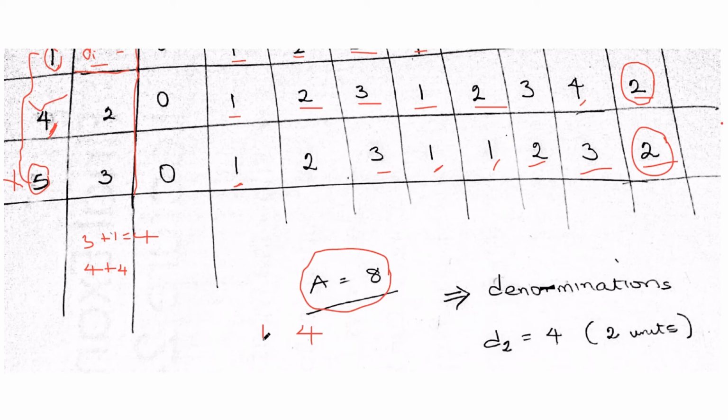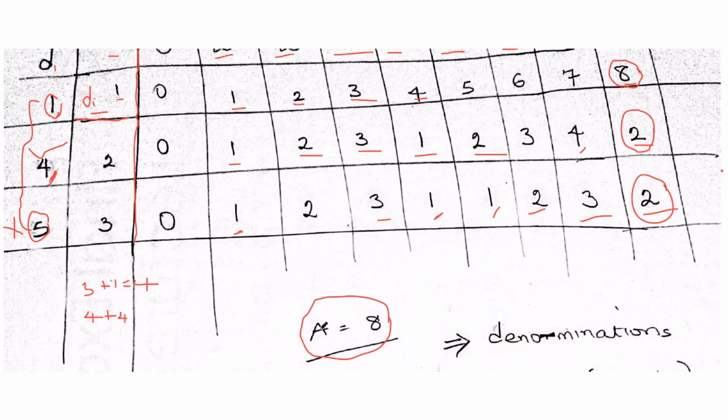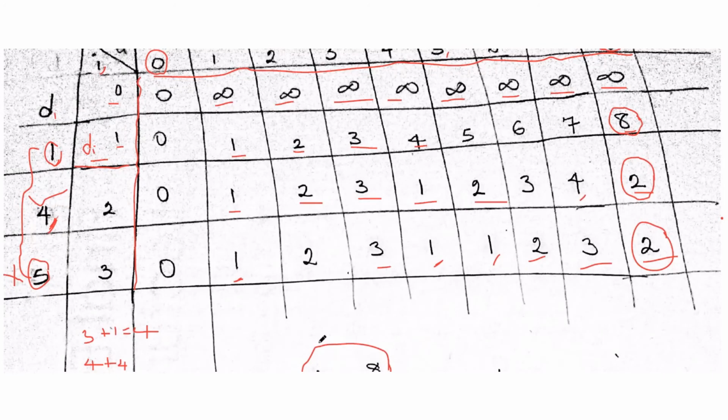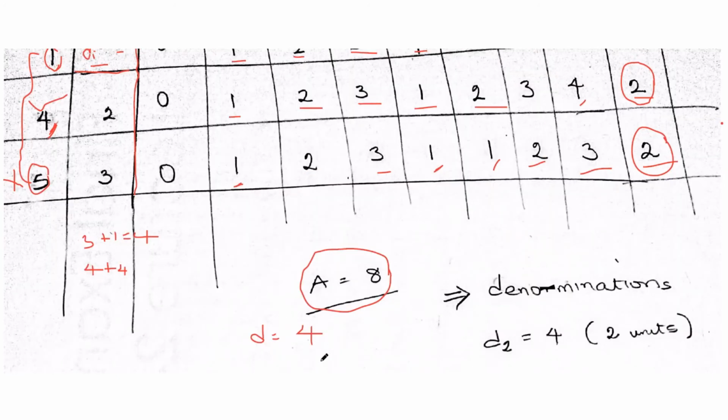Denomination 4. That is the first denomination that contributes to our result. So what do we do? We have already gotten 4 units, so we remove the 4 units from our total amount. So we have 8 minus 4, and that will give us 4.